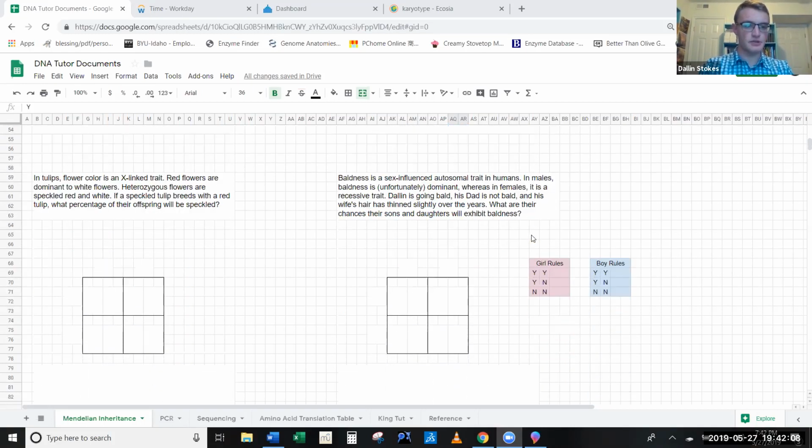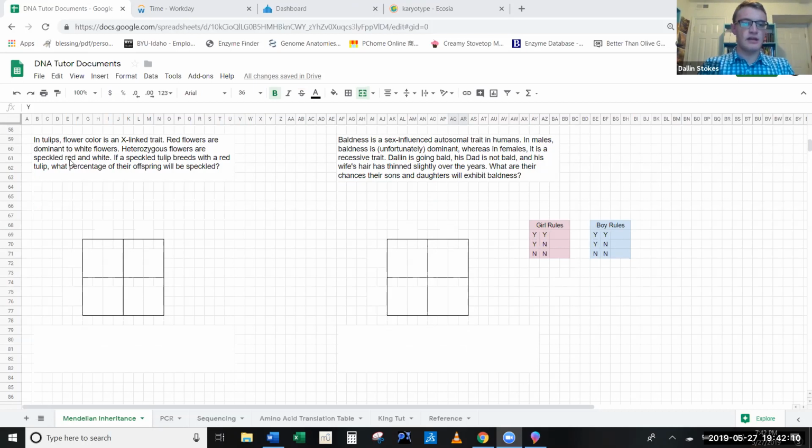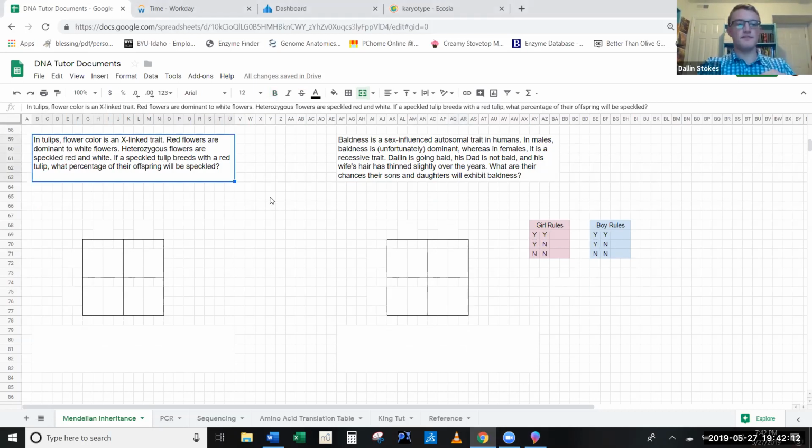All right, here's the next question. In tulips, flower color is an X-linked trait. Red flowers are dominant to white flowers. Heterozygous flowers are speckled red and white. If a speckled tulip breeds with a red tulip, what percentage of their offspring will be speckled?